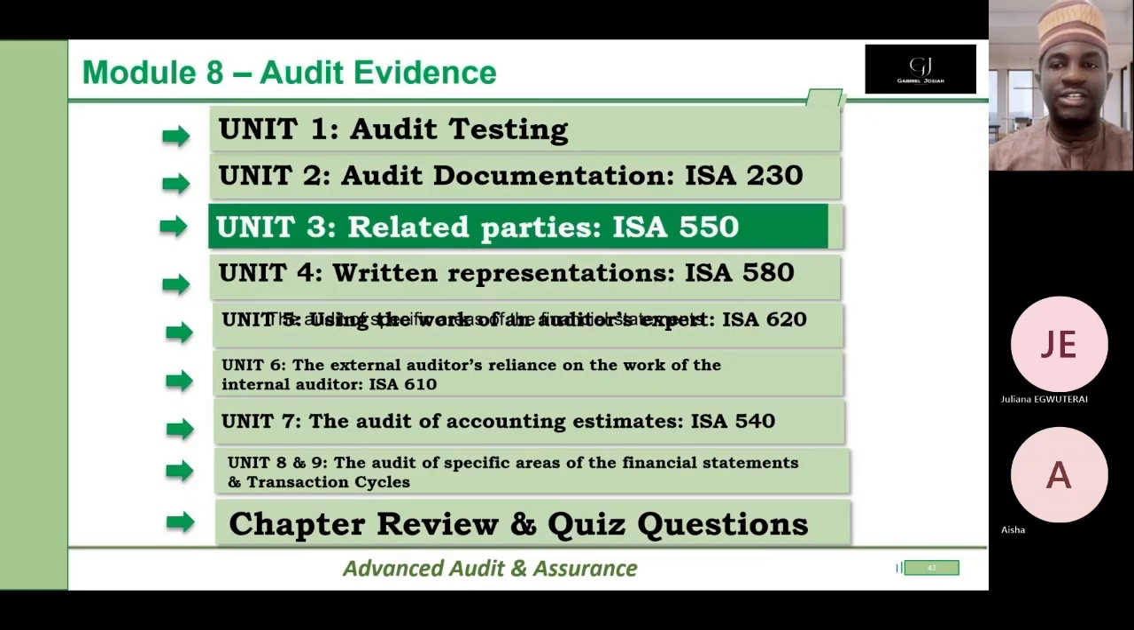Okay, so that's it for audit documentation. I believe it's precise, concise, and comprehensive. I don't know if we have any question on Unit 2. Any question?